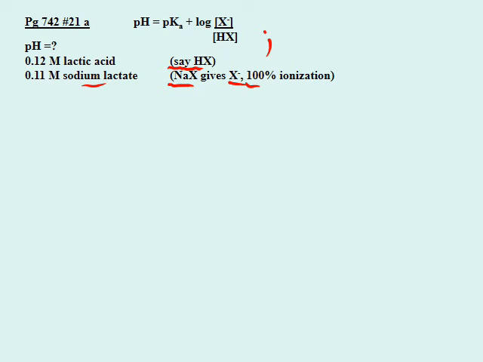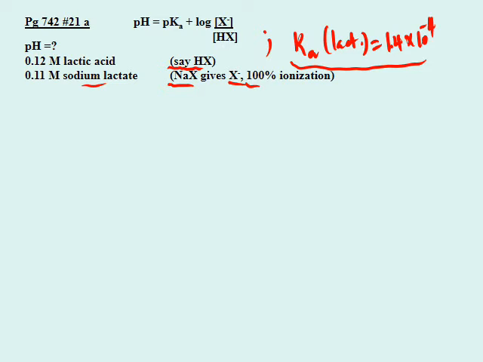Now from the back of the book, from appendix D on page 1062, I can find the Ka value for lactic acid. So Ka for lactic acid equals 1.4 times 10 to the negative 4. So that's the value I got from appendix D. Make sure you have the habit of looking at this appendix and double check my value.